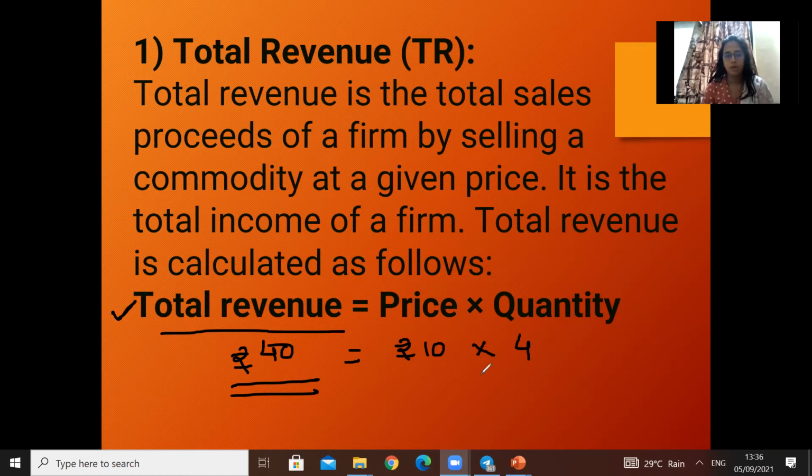Total revenue is calculated by the formula price into quantity. I hope you are understanding. Total revenue means total receipts. At what price, how many quantities he has sold, by multiplying both, you will get whatever he has received.